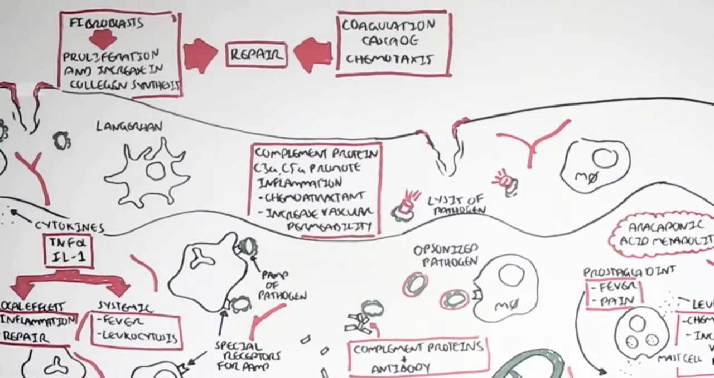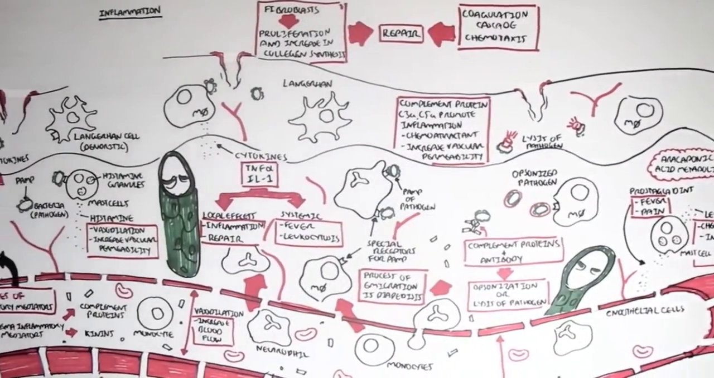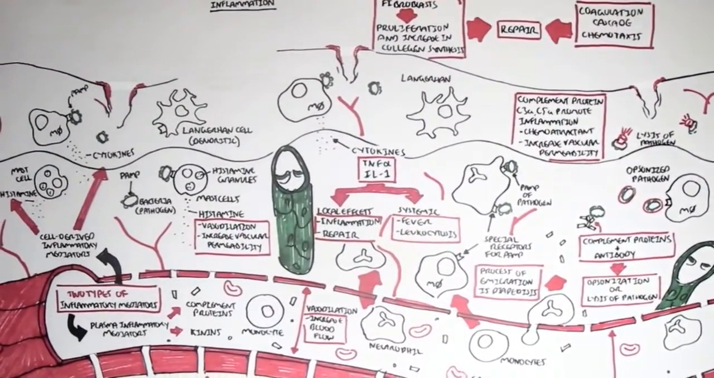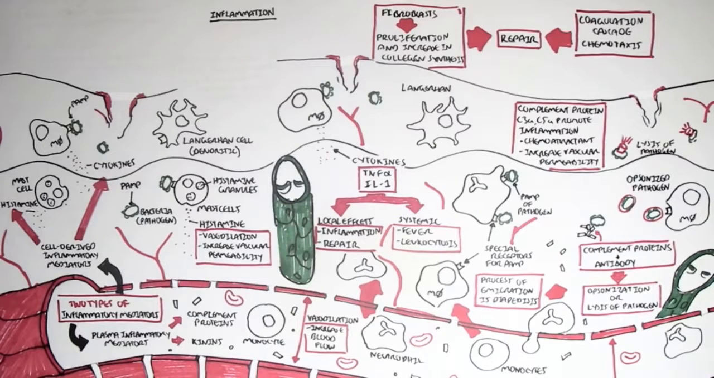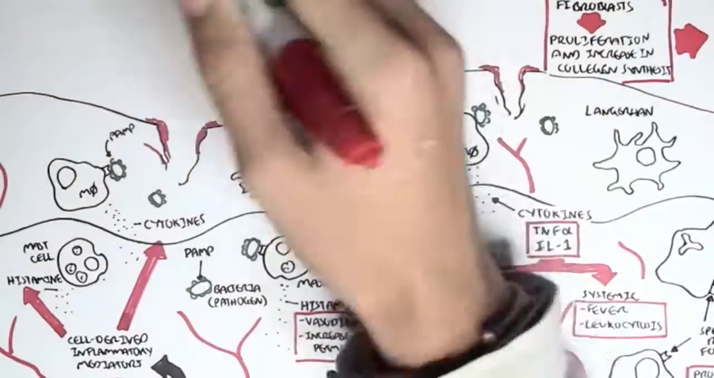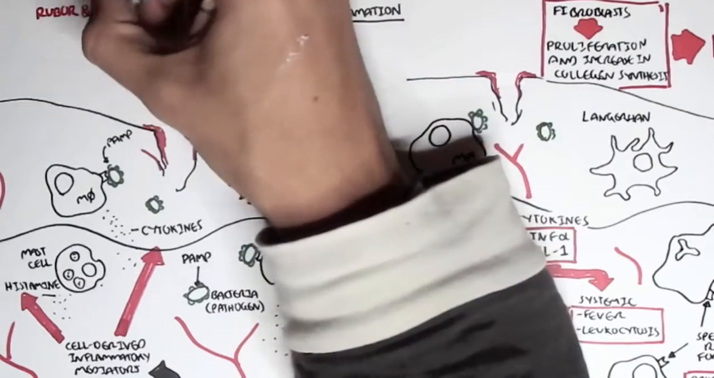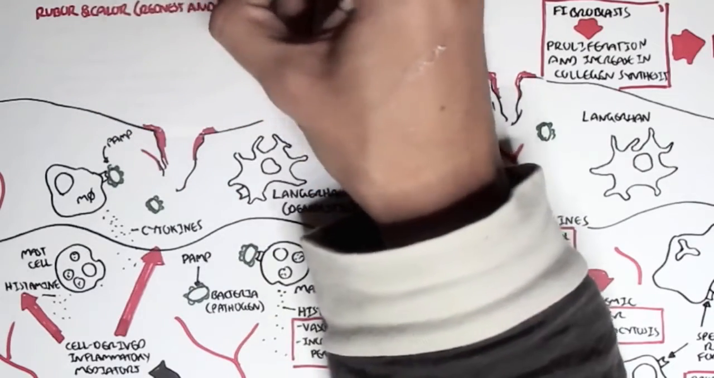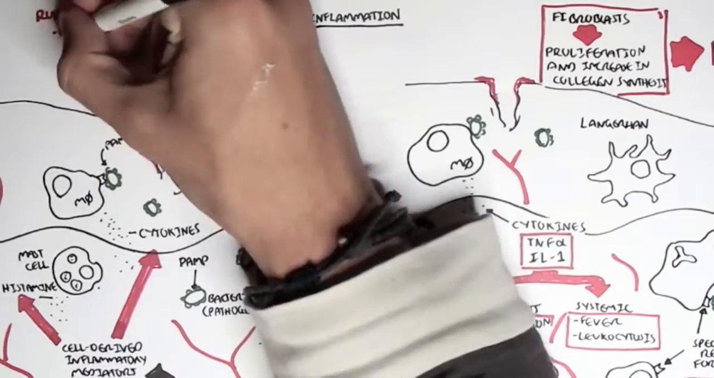So essentially, from this whole map, all these inflammatory mediators, the histamine, cytokines, complement proteins, etc., cause the characteristics of inflammation. And there are 4 Greek words, as well as just an English word, that denote the characteristics of inflammation. The first two are rubor and calor, which denote redness and heat. And this is due to the dilating blood vessels.